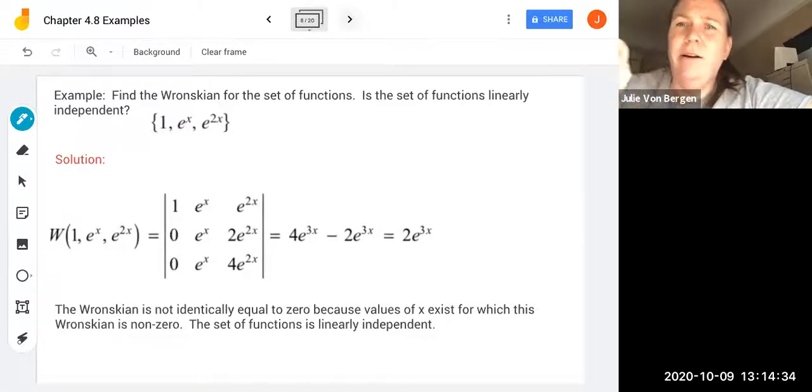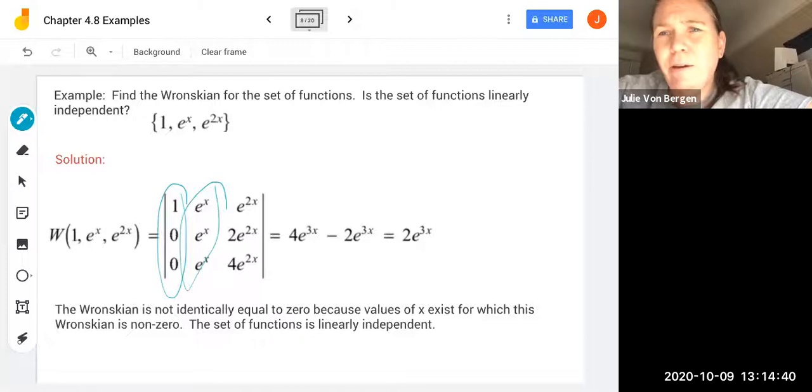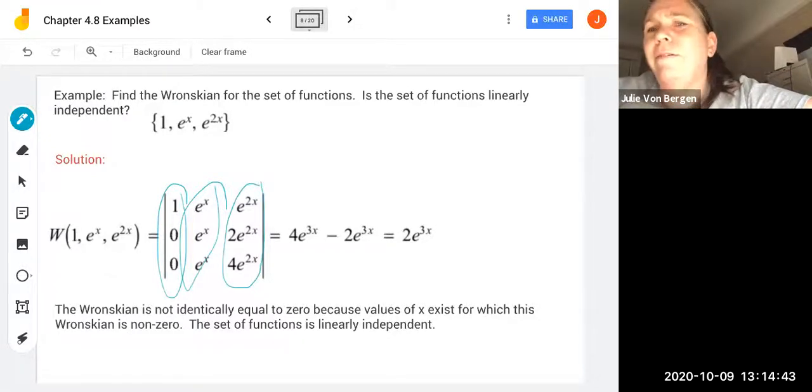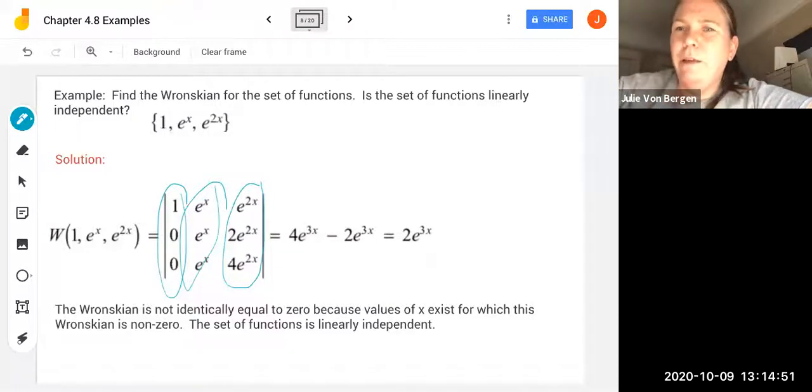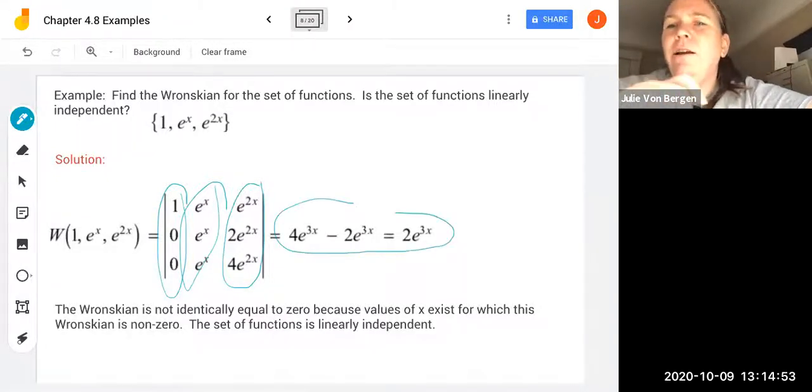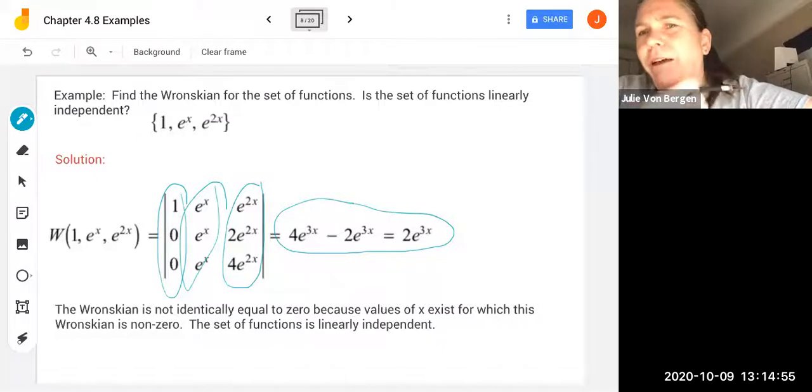So here's our 1. All the derivatives of 1 are zeros. e to the x is its own derivative. And then e to the 2x has these derivatives, 2e to the 2x and 4e to the 2x for the second derivative. So then the cofactor expansion is going to work out to be this function here. So you can verify that and then see that this is not identically equal to 0 because values of x exist for which this Wronskian is non-zero.